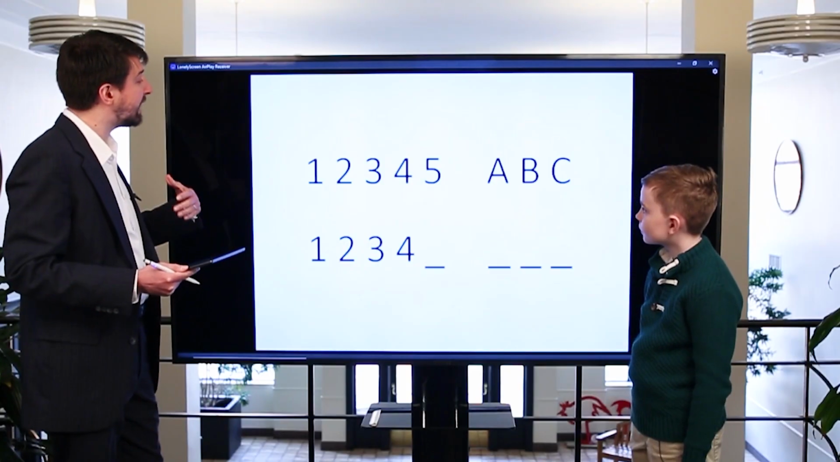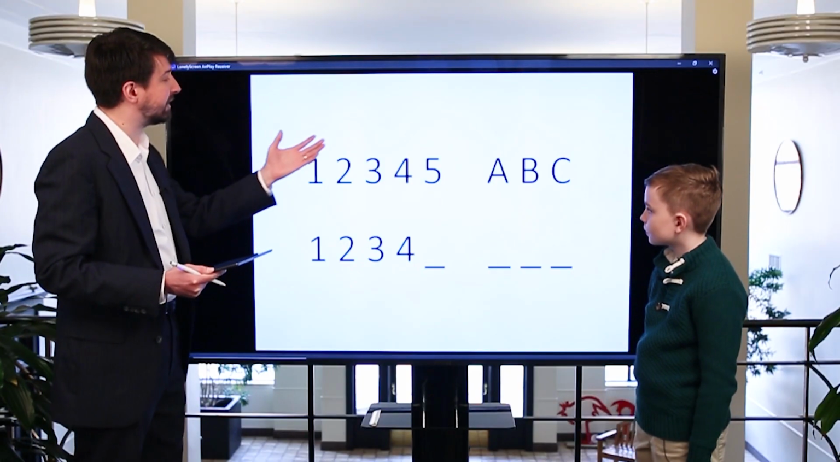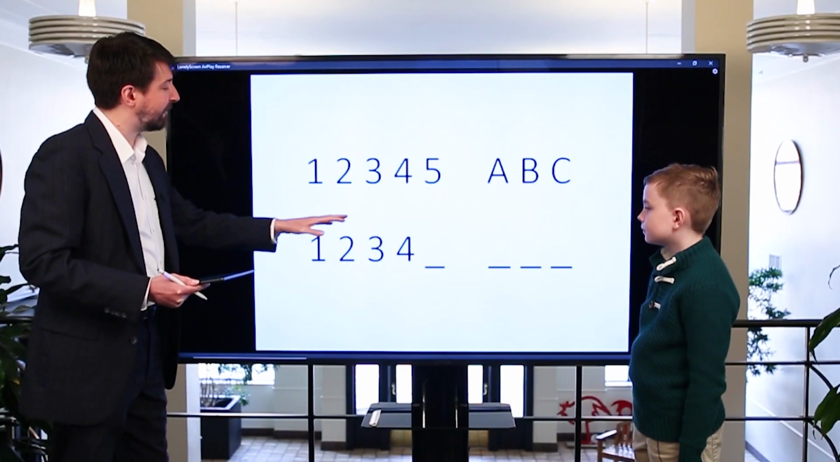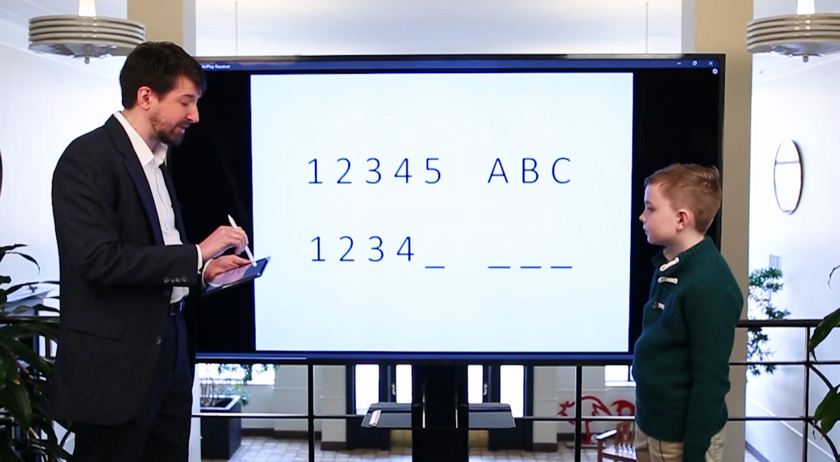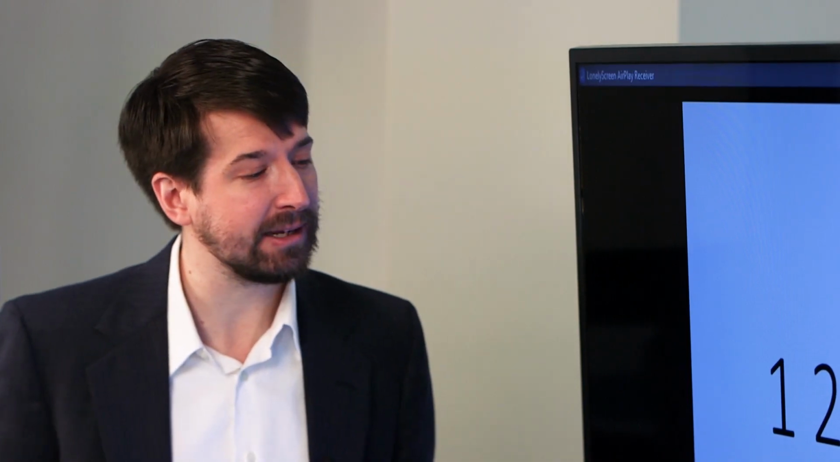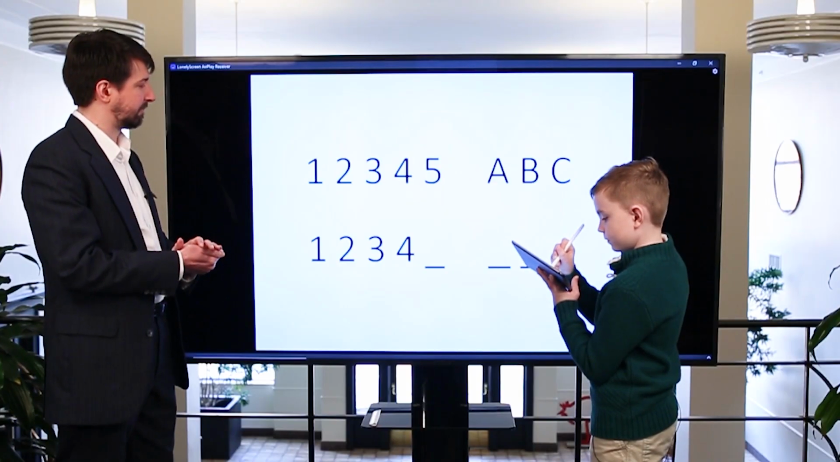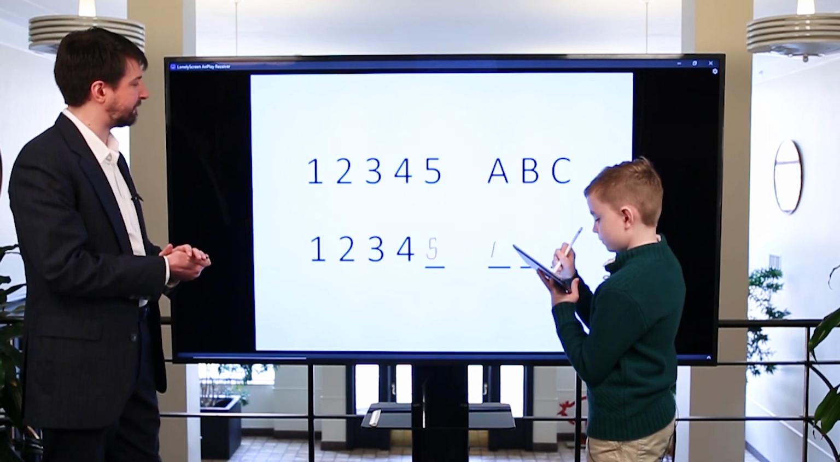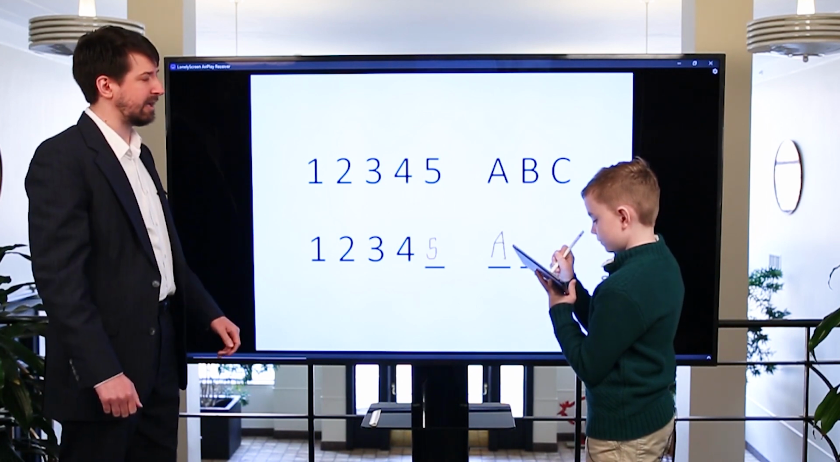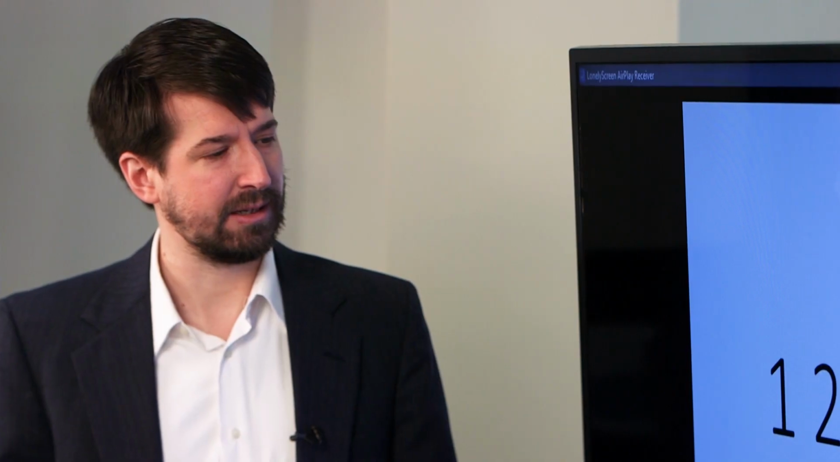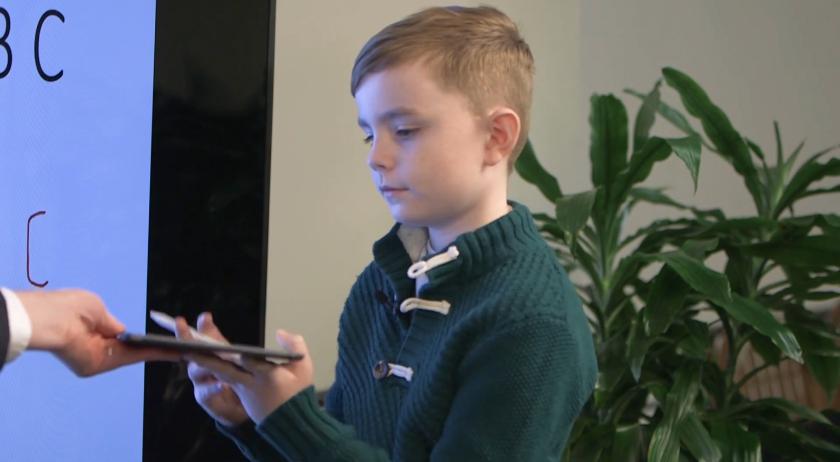All right, let's take a look at a different kind of pattern. So here we have a series of numbers and then a series of letters. On the bottom, again, we've got a pattern. We've got 1, 2, 3, 4, but we've got some missing items yet again. So Seth, I'm going to ask you to take the iPad back and fill in those missing items. Got a 5, then A, B, and C. Awesome. Well, thank you very much, Seth.